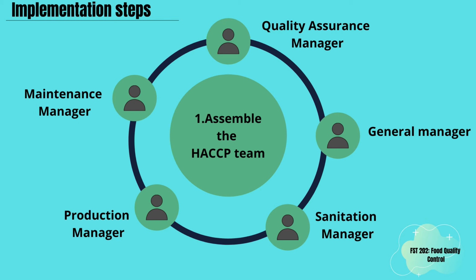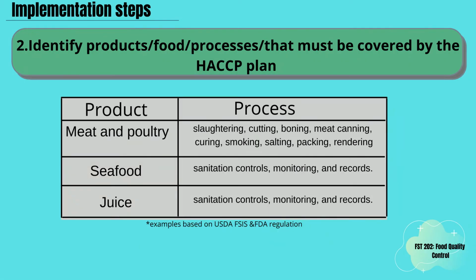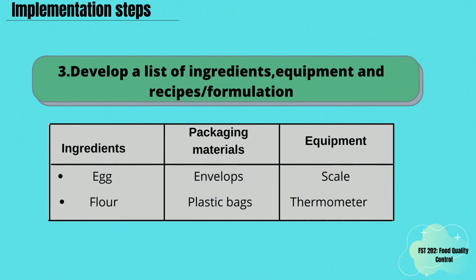The team should be multidisciplinary and include individuals from areas such as engineering, production, sanitation, quality assurance, and food microbiology. 2. Identify products, foods, and processes that must be covered by the HACCP plan. Next, the HACCP team should list the categorization of the type of potentially hazardous food that needs to be covered. 3. Develop a list of ingredients, equipment, and recipe formulations.